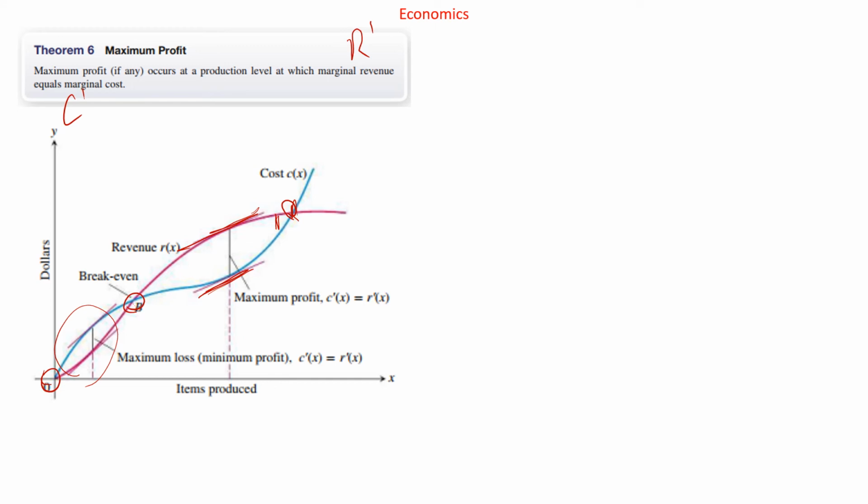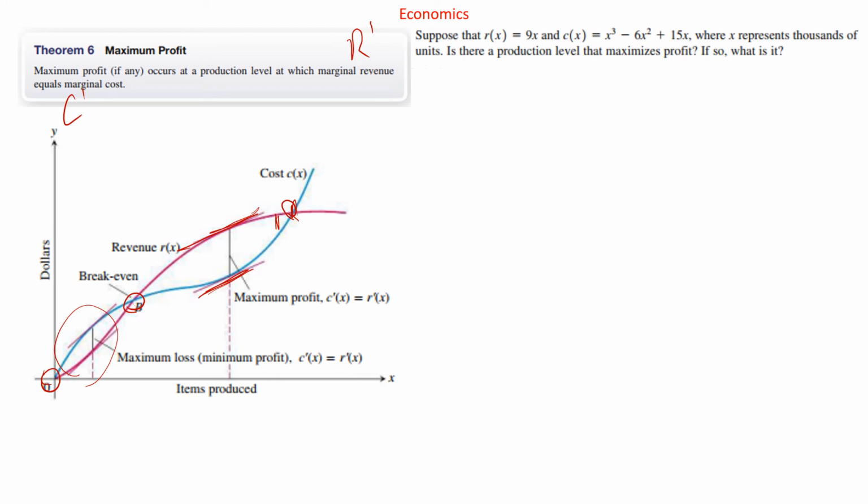So how can we do this? Well, suppose R of x, the revenue, equals 9x, and the cost, C of x, equals x cubed minus 6x squared plus 15x, where x represents thousands of units. Is there a production level that maximizes profit? And if so, what is it? We need to find the derivatives of both and then set them equal to each other.